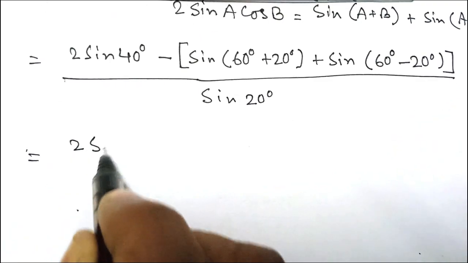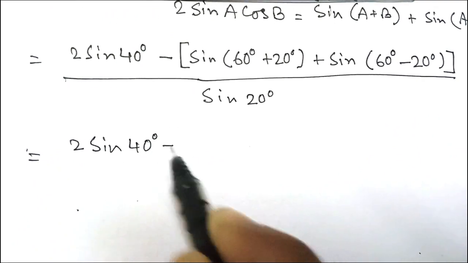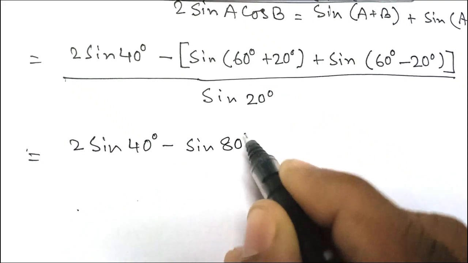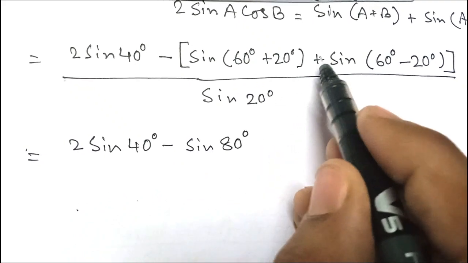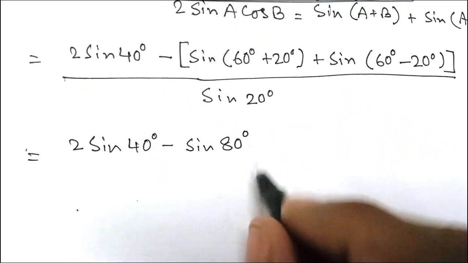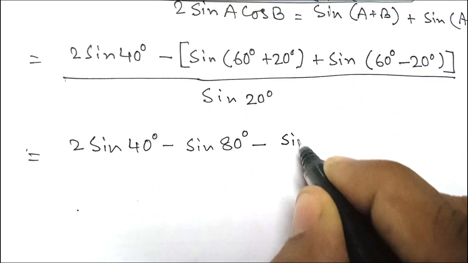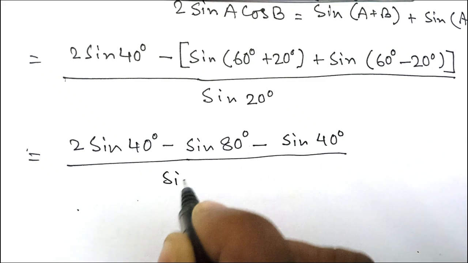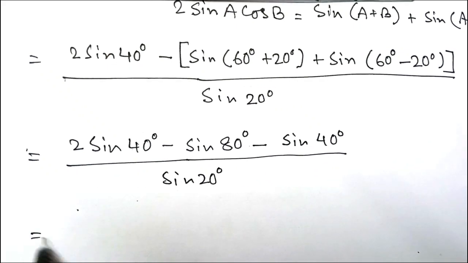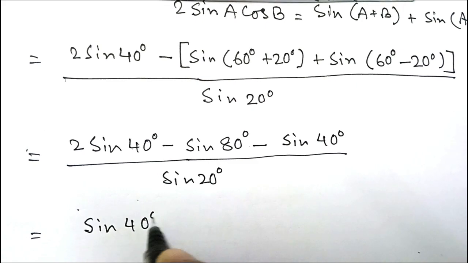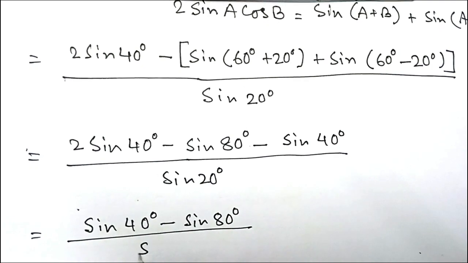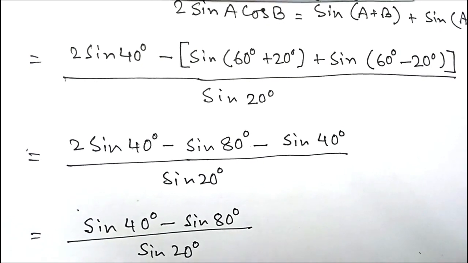So what we get, 2 sin 40 will be there, minus sin 60 plus 20, which is sin 80, and this plus sign will be multiplied with this minus sign, so it will become minus, and it will become sin 40 degree, divided by sin 20 degree. Now 2 sin 40 minus sin 40 will be sin 40 minus sin 80 divided by sin 20 degree.